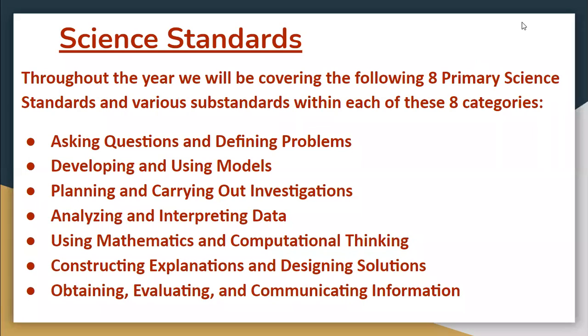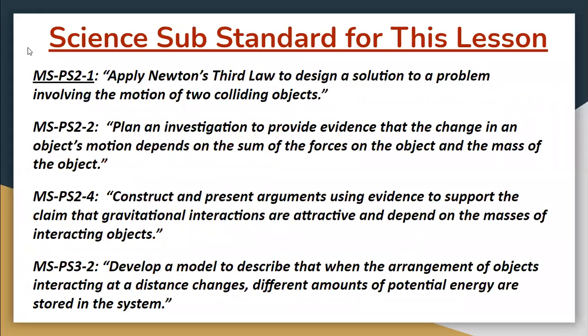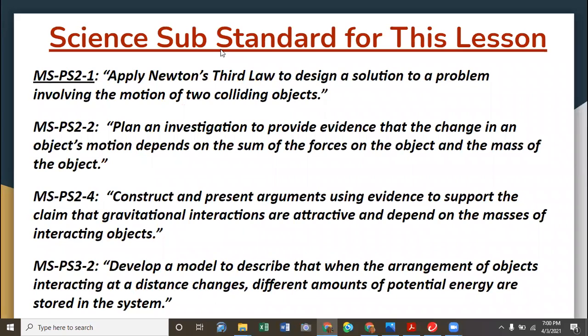Our science standards have not changed through the year. And our substandards for this lesson are going to be: apply Newton's third law to design a solution to a problem involving the motion of two colliding objects; plan an investigation to provide evidence that the change in an object's motion depends on the sum of the forces on the object and the mass of the object; construct and present arguments using evidence to support the claim that gravitational interactions are attractive and depend on the masses of interacting objects. And finally, develop a model to describe that when the arrangement of objects interacting at a distance changes, different amounts of potential energy are stored in the system.